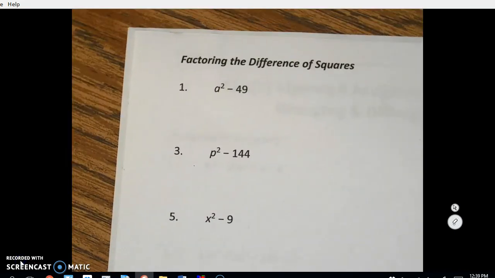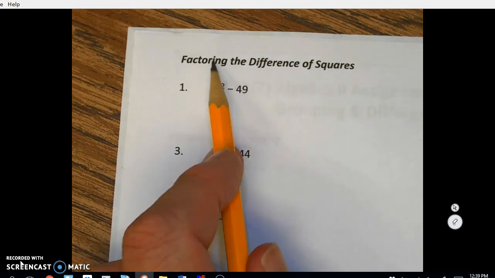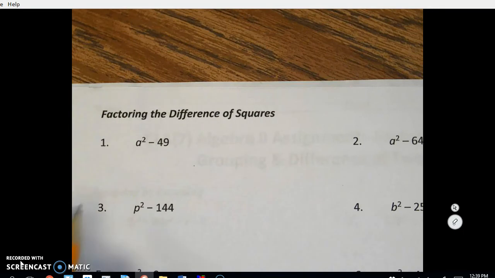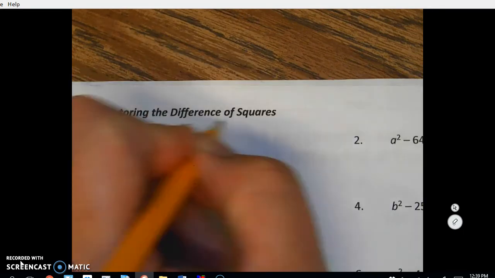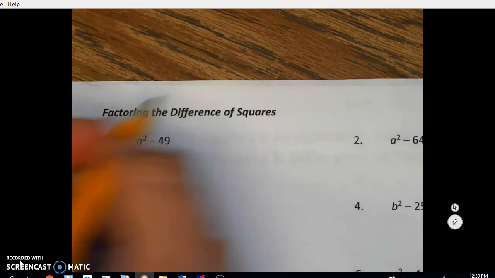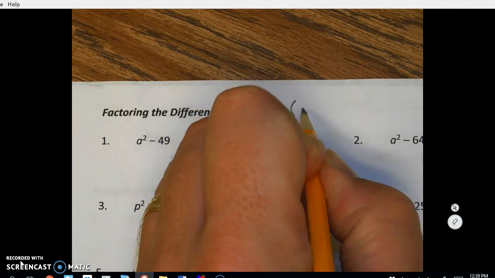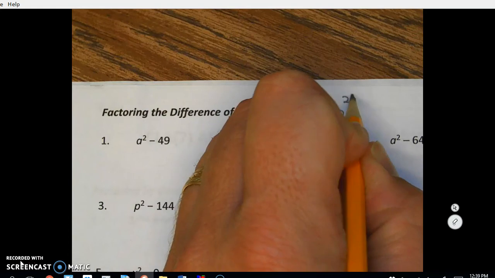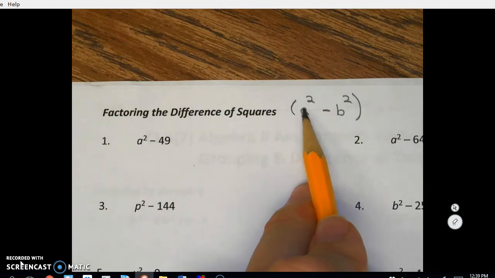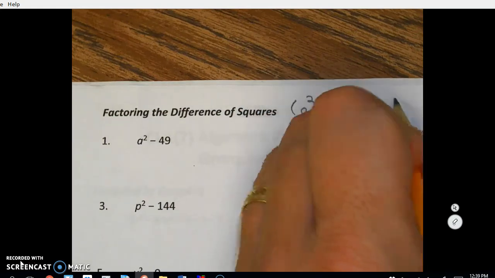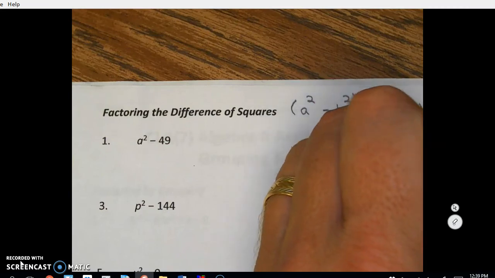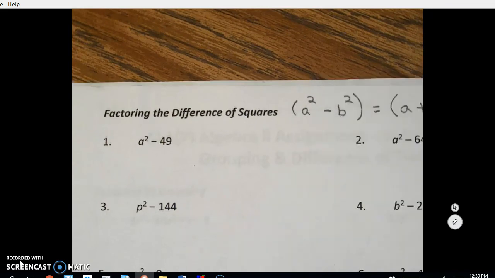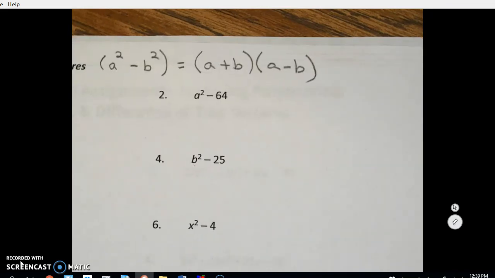Okay, now on the back side of this worksheet, we have factoring the difference of squares. So when we factor the difference of squares, we could write it like this: a squared minus b squared. Change the format. And then to factor it, we would do a plus b times a minus b. Just like that.